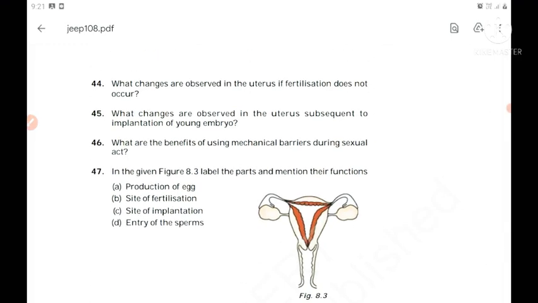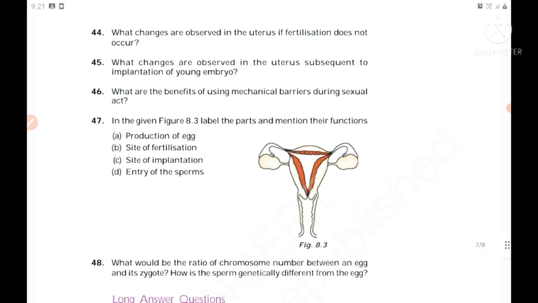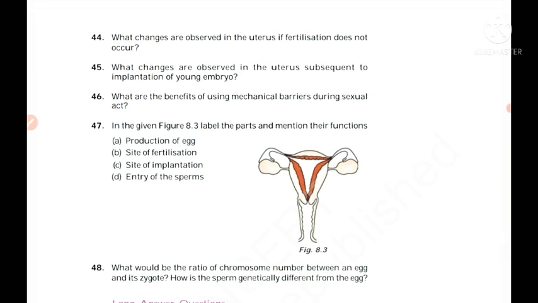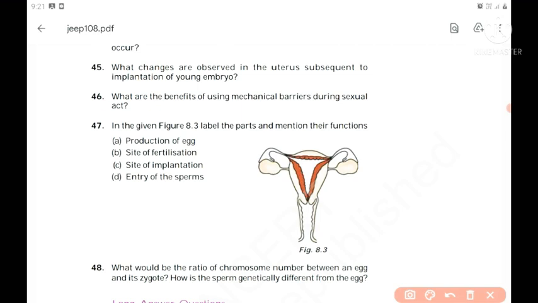Okay, we're done with that. 44 is done. What changes are observed in the uterus subsequent to implantation of the young embryo? So what happens if the embryo is getting developed there is the question.